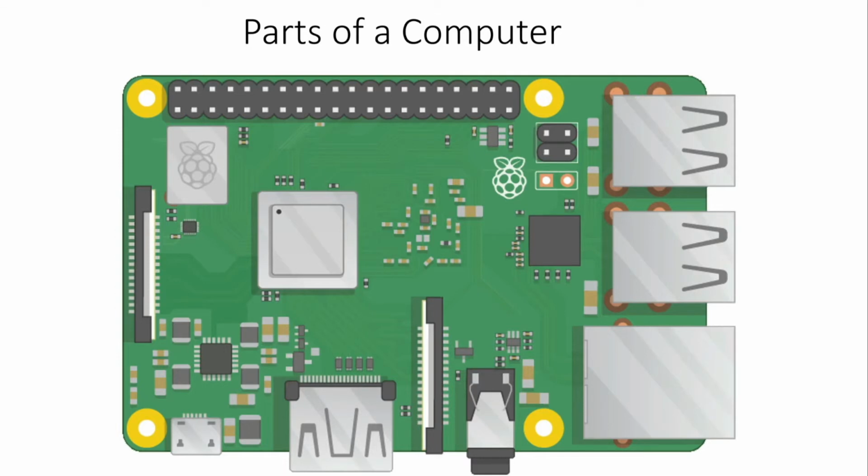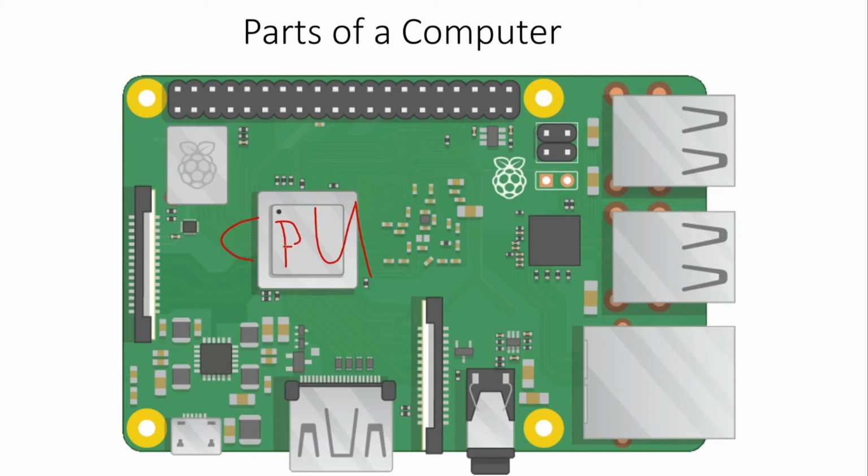But what makes them a computer? Well, they have a couple basic parts. First, we have the CPU, which in this case, in this Raspberry Pi, is right over here. CPU stands for central processing unit, and it is the brain of the computer. It does most of the intense processing.